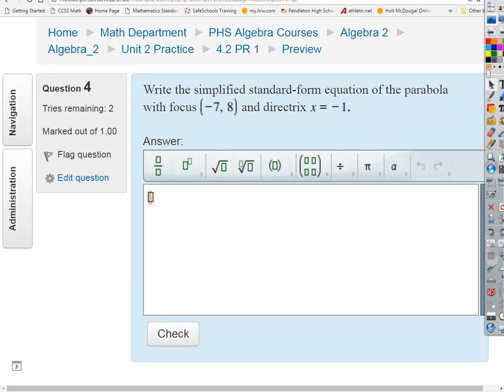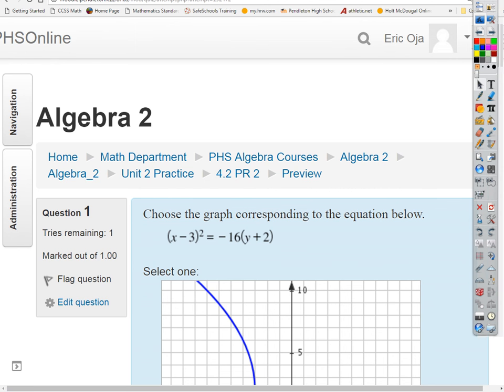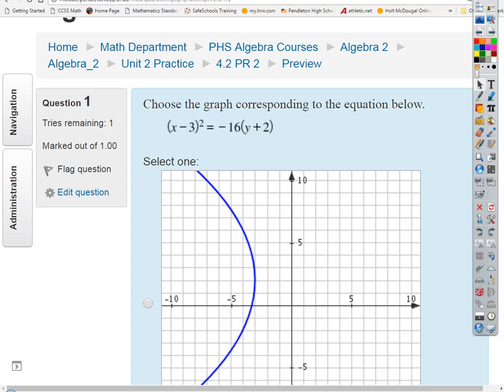All right, so let's look at this guy. Yeah, let's look at this. This one should be really quick and really easy, because all we've got to do is figure out, is this a vertical or horizontal parabola? By inspecting the equation, what are the values of h, k, and p? And that's all we need, right? So is it vertical or horizontal? Vertical, because the x variable is being squared.